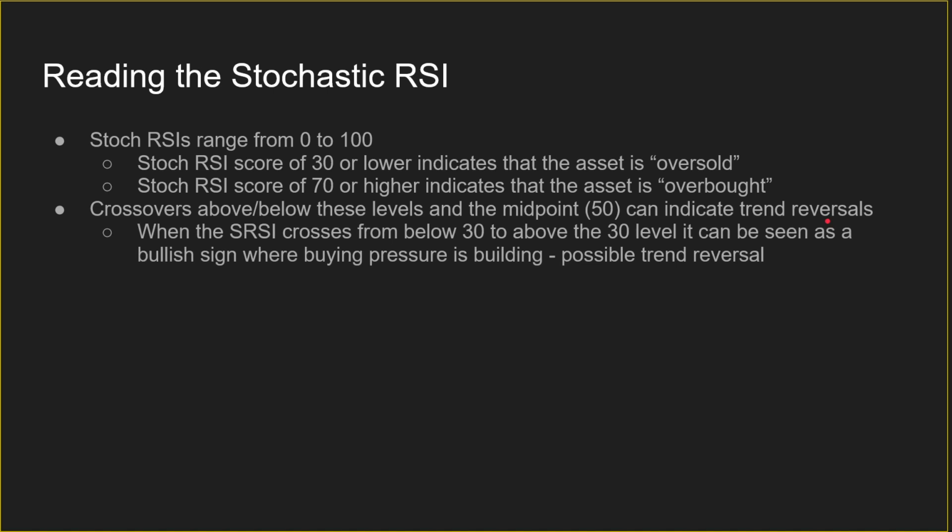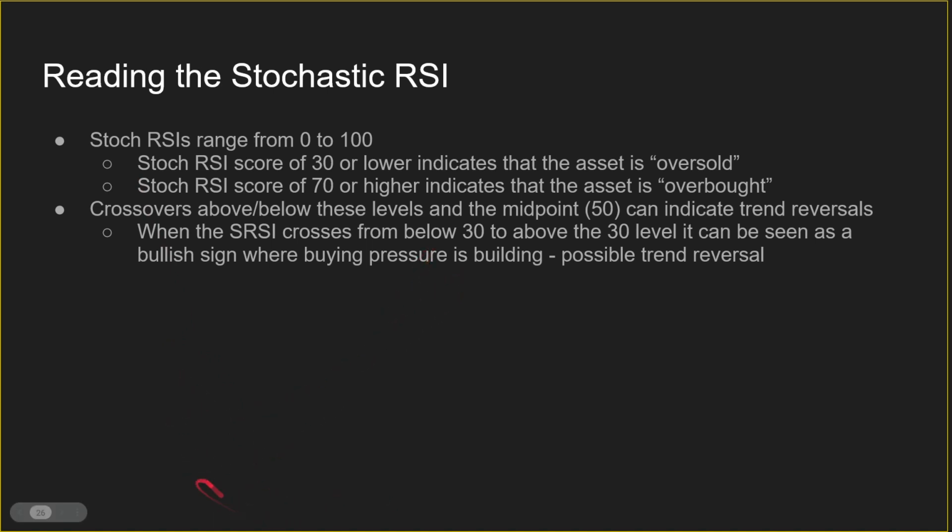When the RSI or SRSI crosses from below 30, let's say it's at some low point, to above the 30 level, and it breaches past that 50 level, it could be seen as a bullish sign where buying pressure is building, and we're seeing a possible trend reversal. Remember, both of them, regular and stochastic, go down when price is falling, and they go up when prices are increasing.